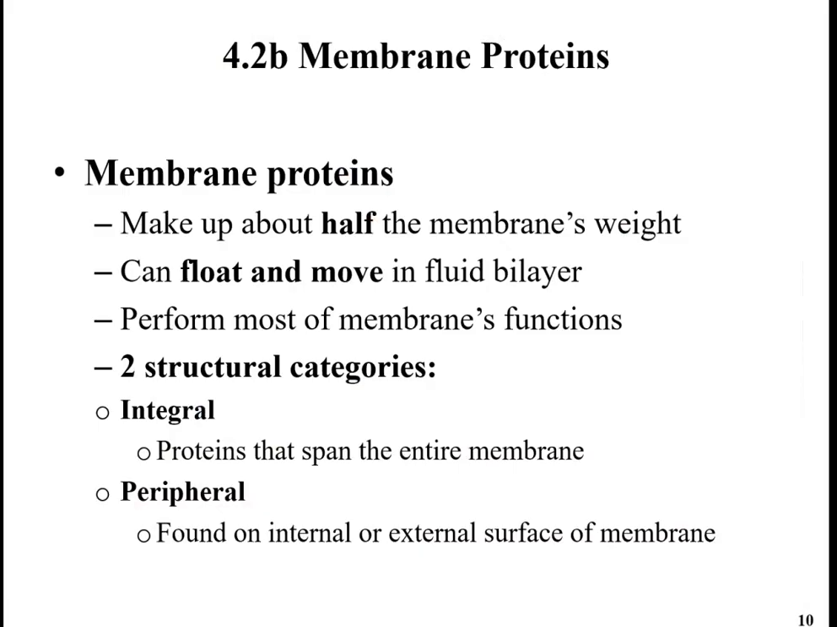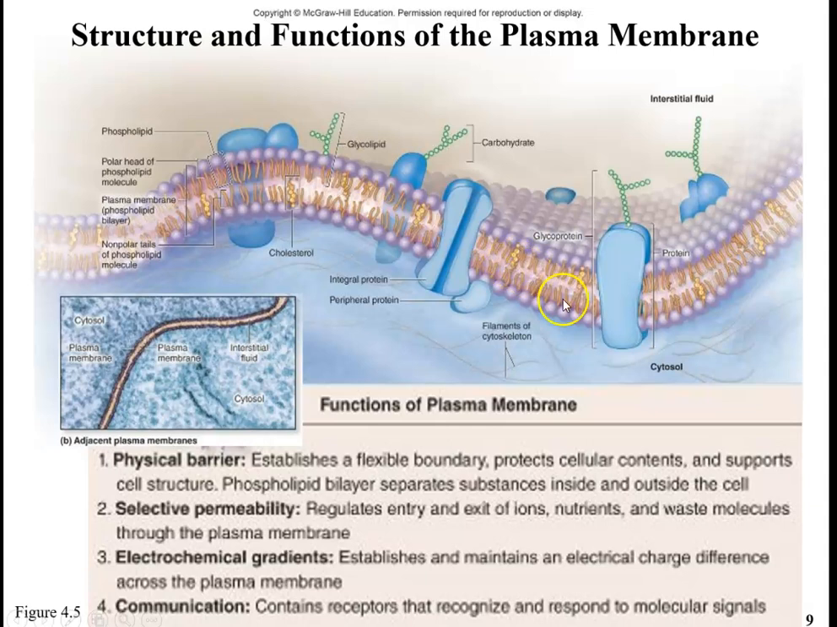So membrane proteins make up about half of the membrane's weight. They can float and move in the fluid lipid bilayer, and they perform most of the membrane's functions. There are two structural categories. Integral, we already mentioned, are proteins that span the entire membrane. And then there are peripheral proteins, which are found on the internal or the external surface of the membrane. Here's an example of a peripheral protein, and you can see it only spans the inside of the cell.